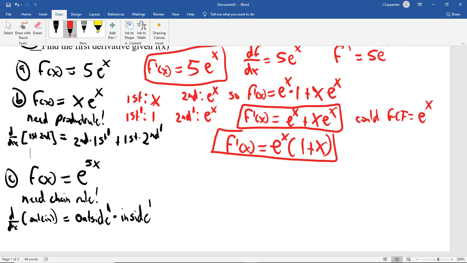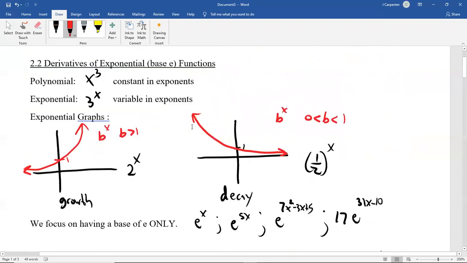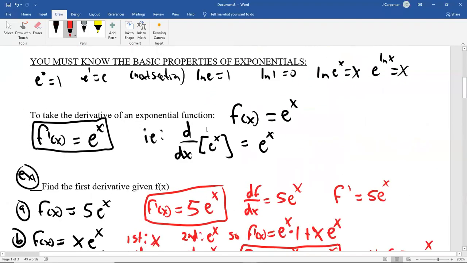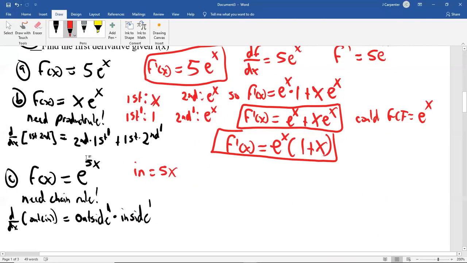So for this problem, the inside would have to be the 5x. See, the derivative, where is it? It's right here. If your function is e to the x, the derivative is e to the x. That only applies if the exponent is just an x and if the base is just an e. This exponent is more complicated, so we have to use that kind of substitution technique. So the inside is 5x, making the outside equal to e to the x.